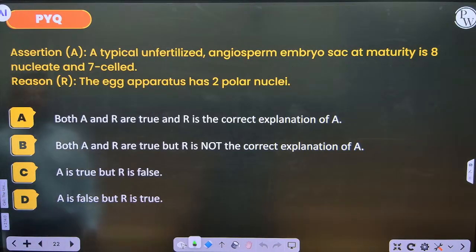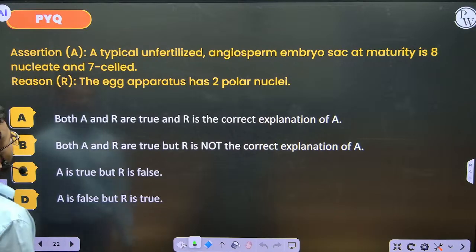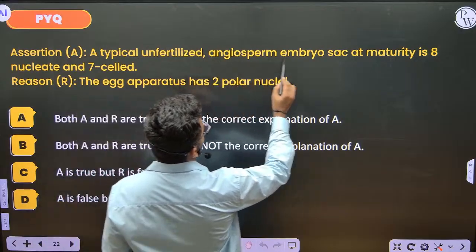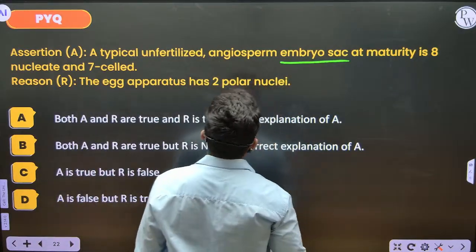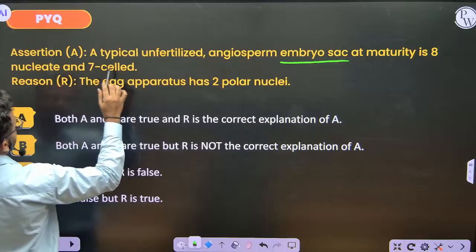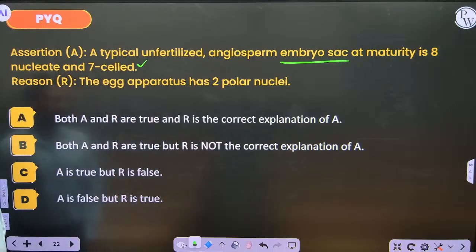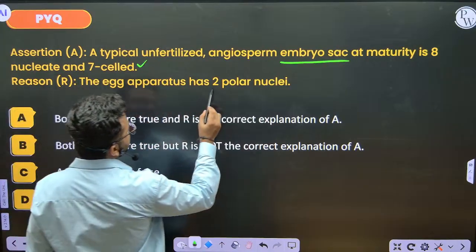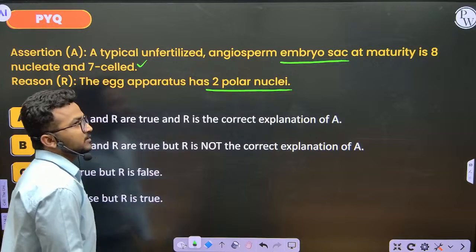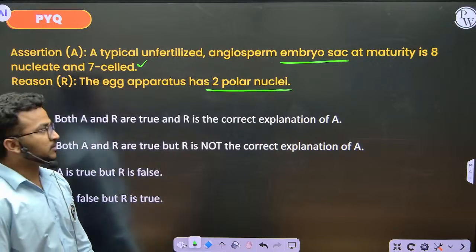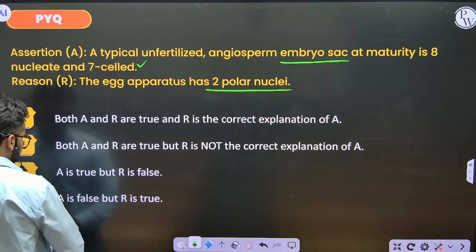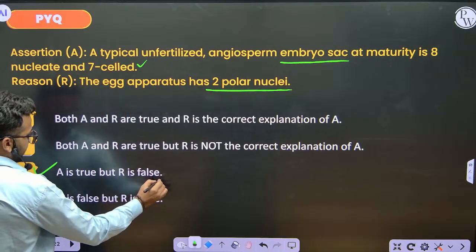Next, a typical unfertilized angiosperm embryo sac at maturity has 8 nuclei and 7 cells. Okay, 8 nucleate and 7 cells, that is the correct statement. So the egg apparatus has 2 polar nuclei. So it is wrong, no? Egg apparatus will not have 2 polar nuclei. So the assertion is true and the reason is false here.